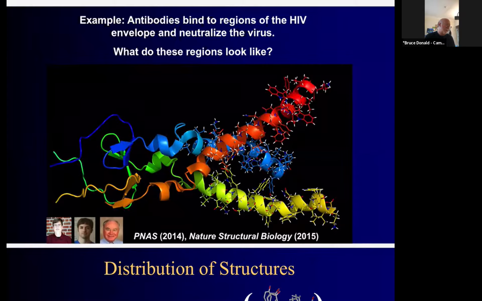Now, one of the things that's nice about this field is that everyone deposits their data, and you can see these models, and they have these beautiful pictures like this. But in fact, all these molecules are flexible. And in fact, they don't just assume one shape. They go through motions and changes, and they form a distribution of structures over some space.